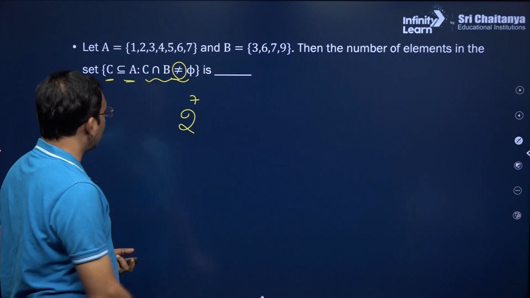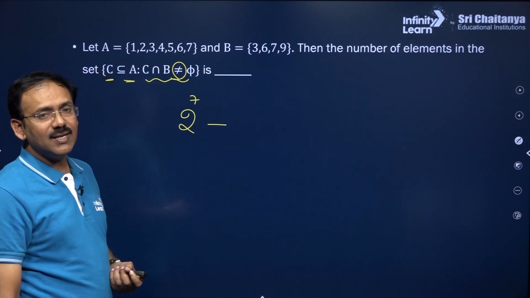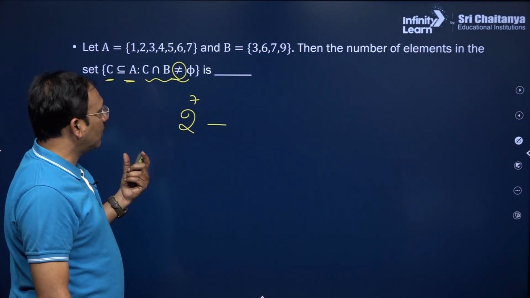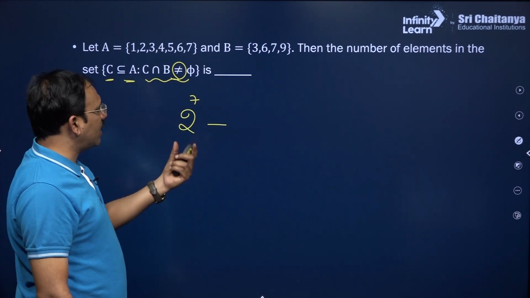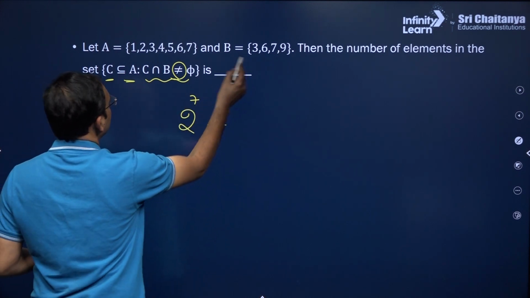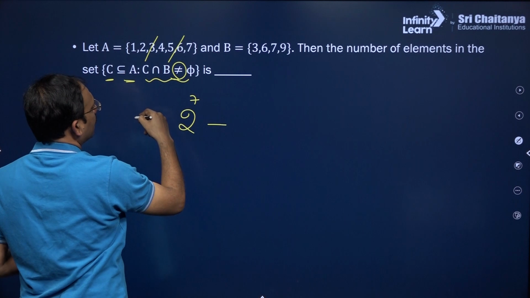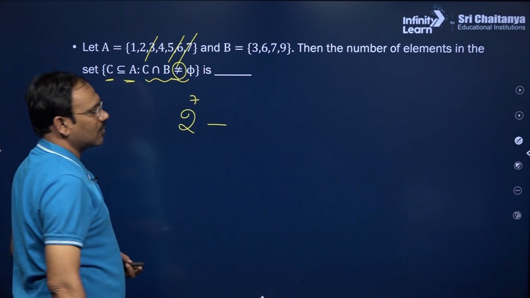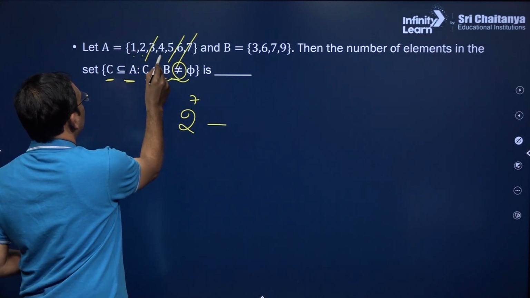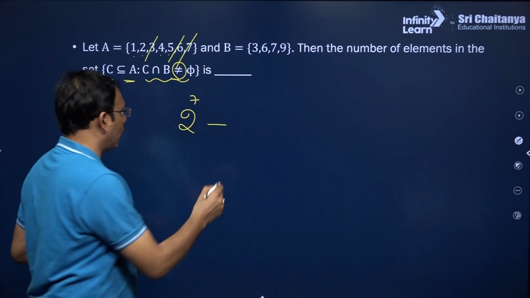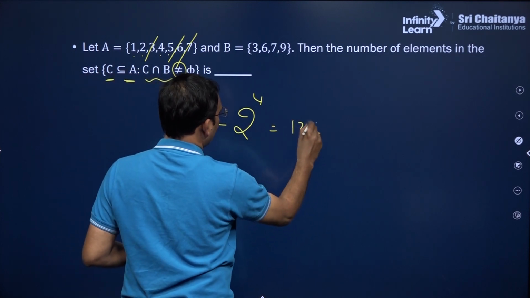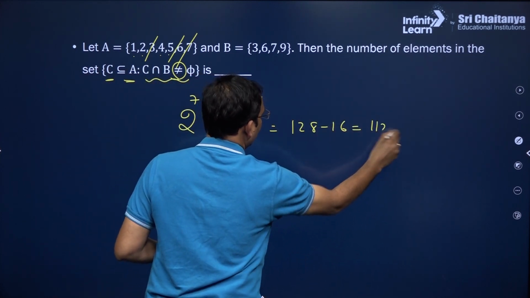Out of these, remove those which are completely disjoint with B, because I want those subsets of A which are not disjoint. If they are completely disjoint with B, you remove them. All the others will have some joint with B. So how many disjoint? 3 shouldn't be, 6 shouldn't be, 7 shouldn't be, 9 anyhow is not there. How many subsets of A will be there in which 3, 6, 7 are not there? 1, 2, 3, 4, 4 elements are there. So 2 power 4, 16 such subsets will be, my dear friends. So this is going to be 128 minus 16, that is 112, my dear friends.